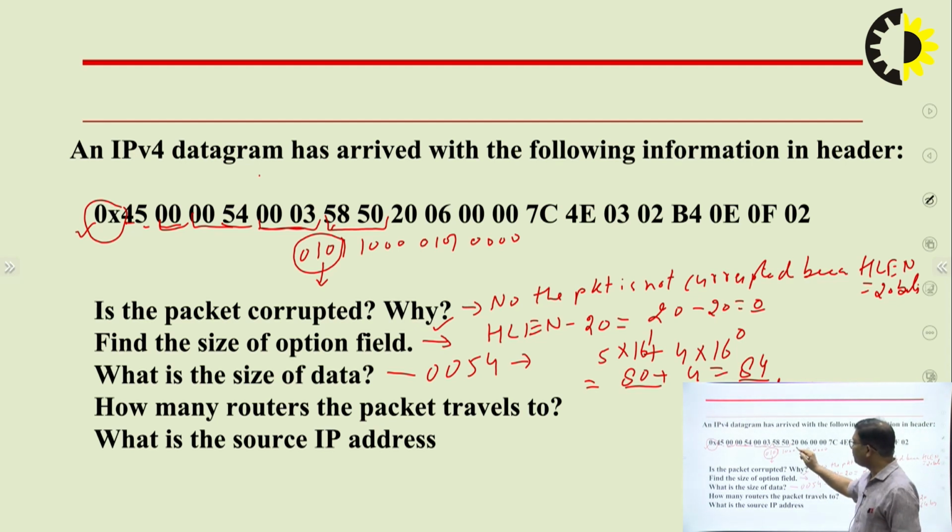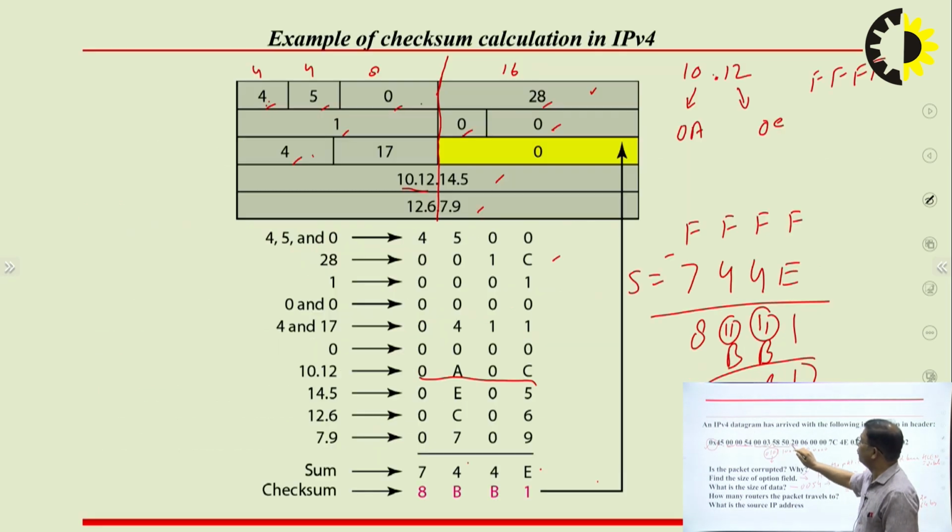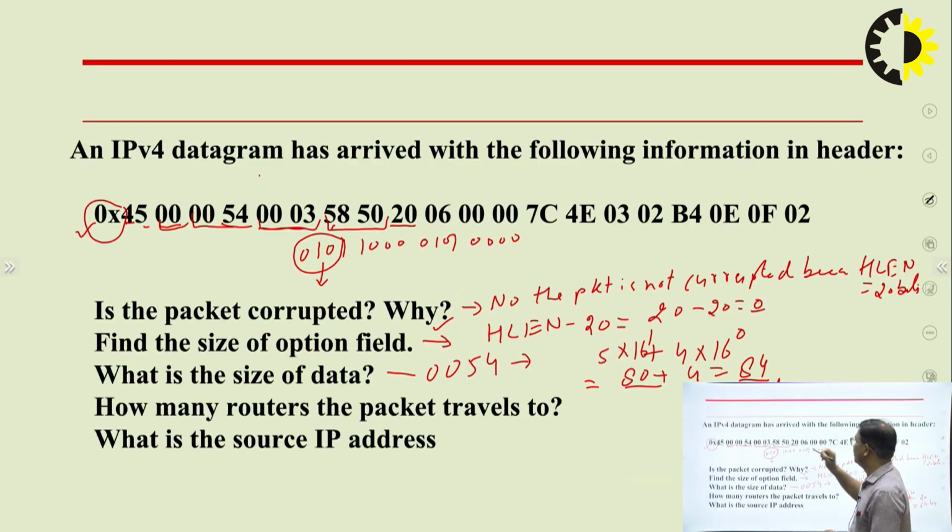Okay. Next is 20. The next field is 8 bits. Next is 20. So you can calculate that this is the time to live, 20. What does it mean? How many routers?